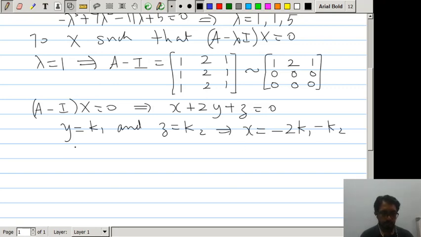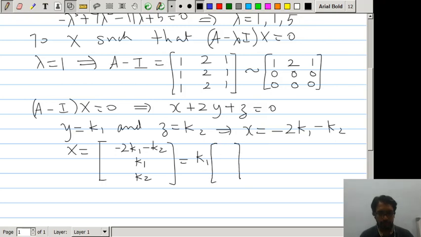So x is minus 2k1 minus k2, k1, k2. If we separate the variables, we collect the coefficients of k1 and k2, this gives us minus 2, 1, 0 and minus 1, 0, 1.